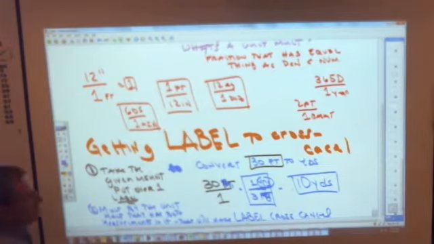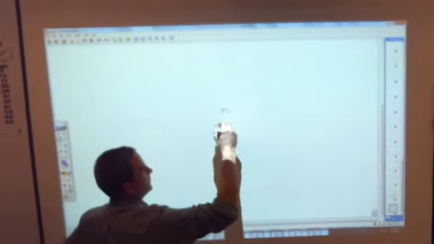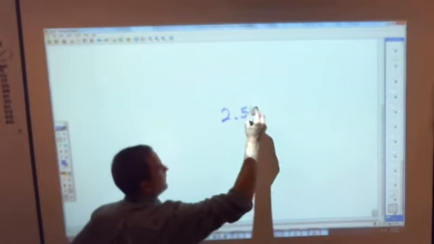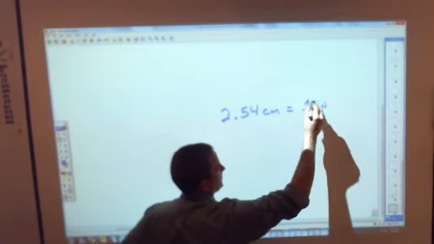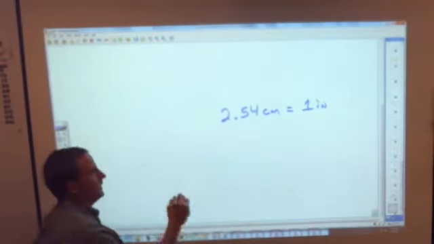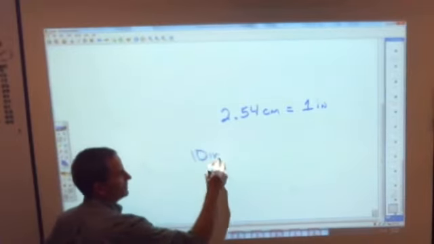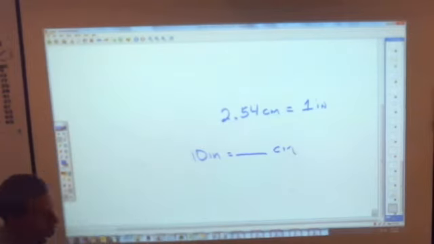Here's another, for example, and the book will tell you this. There are 2.54 centimeters, that equals 1 inch. There are 2.54 centimeters in 1 inch. That's not asking you any question. If I said 10 inches equals how many centimeters? And again, you may be able to give me the answer, maybe you don't, it doesn't matter to me.